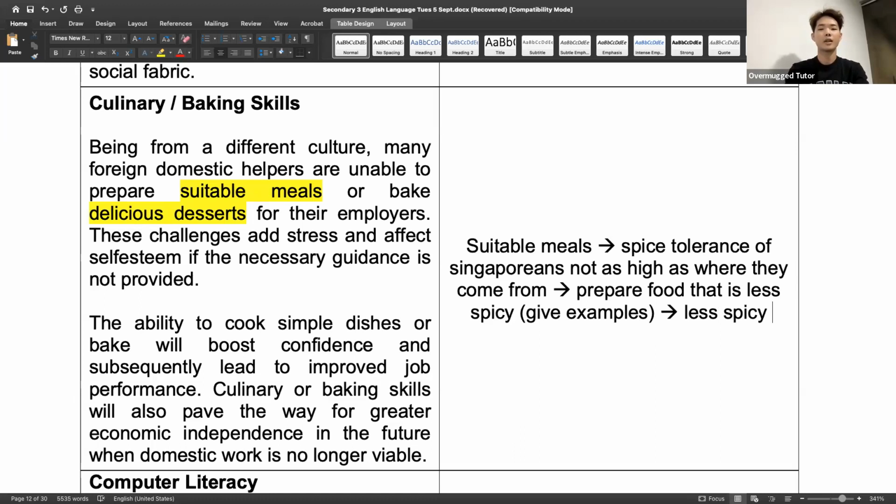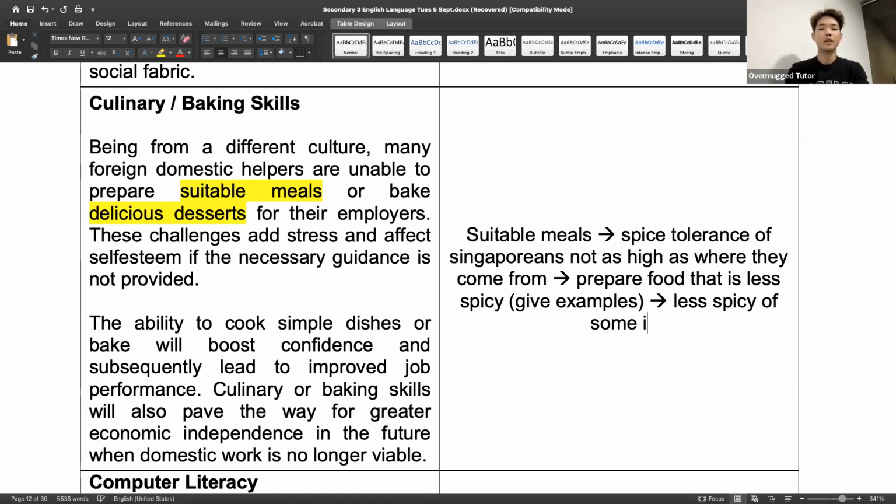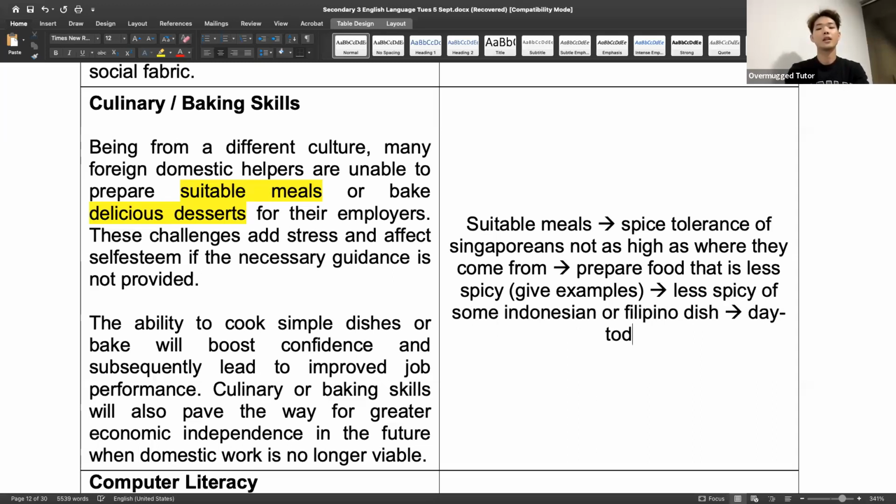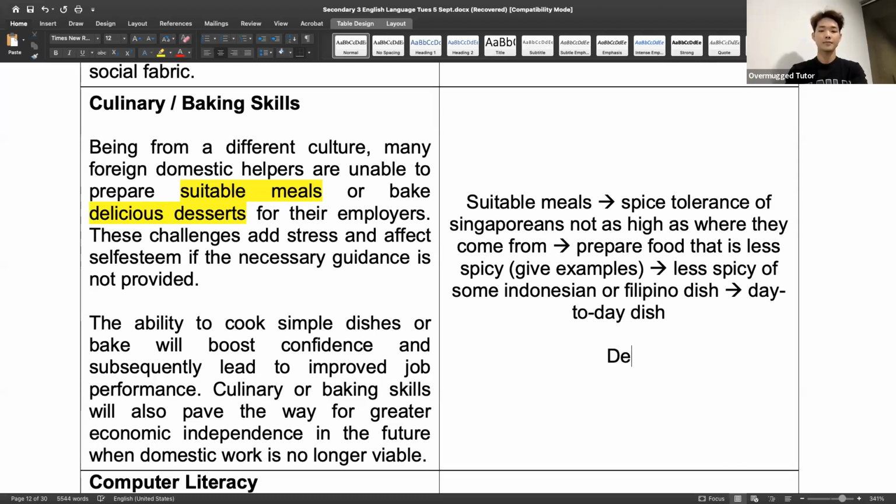But they don't cook curry. Maybe Indonesian curry. Yeah. Indonesian or Filipino dish, for example. Or even your day-to-day dish, right? Day-to-day dish. Maybe they always add a lot of spice, but then Singaporeans cannot eat it, generally speaking. Okay, if you can, good for you.